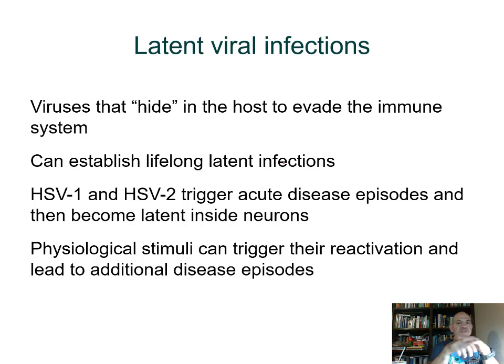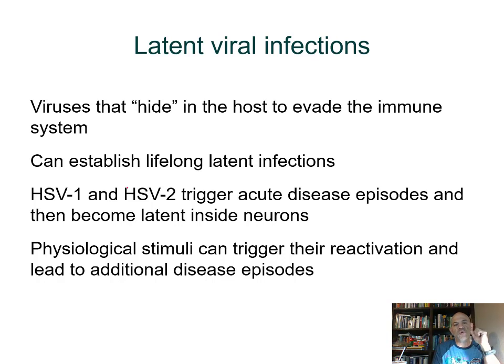Now, then we have latent infections, viral infections, and these are the ones that hide. They become proviruses. They become incorporated inside some tissue, for example, and they're latent there for a while, not actively producing new virions to go infect other cells. An example of a latent one is the HSV virus, which stands for herpes simplex virus, and there's two types, type 1 and type 2.